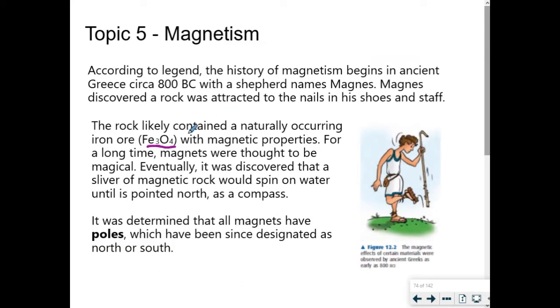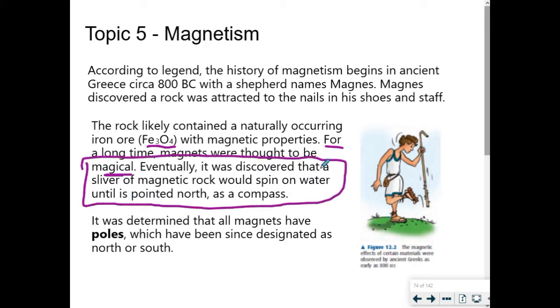It is one of the magnetic rocks or magnetic materials that we know of. There are certain things that are excellent magnets, and this iron ore is actually one of them. And like I said before, for a long time, magnets were thought to be magical, right? Because you could get things to stick together that you wouldn't expect. Eventually, someone really smart discovered this, and this is ultimately the fundamental reason why magnets are so important to us on Earth. It was discovered that if you put a little sliver of a magnetic rock on water, it would always spin and point north. And that fundamentally changed our world.